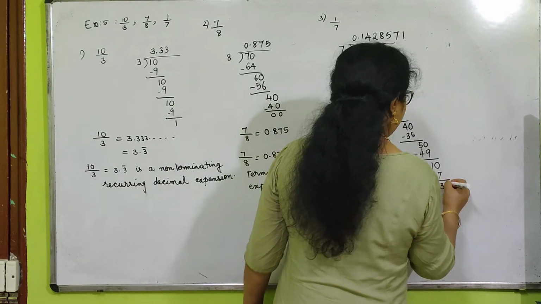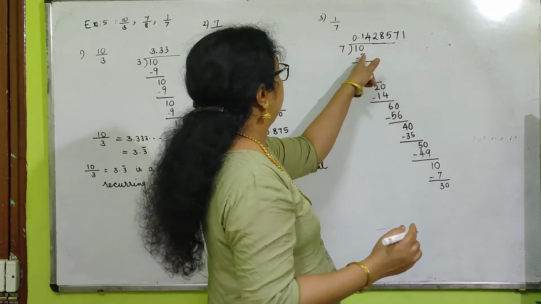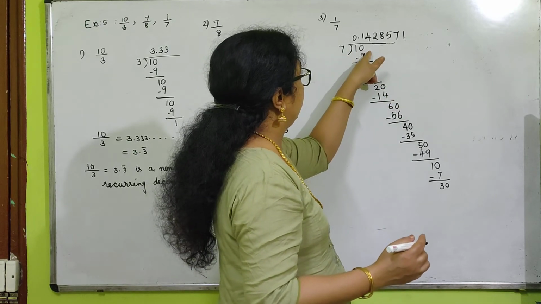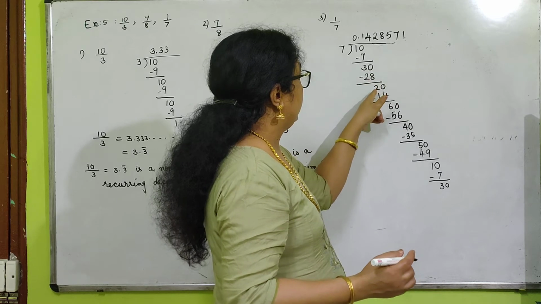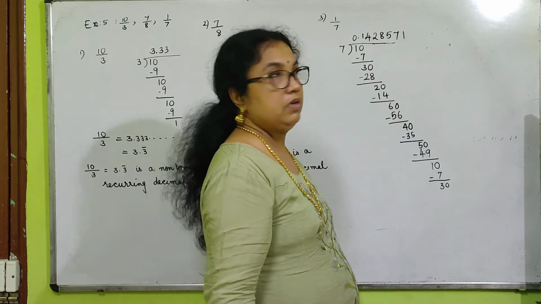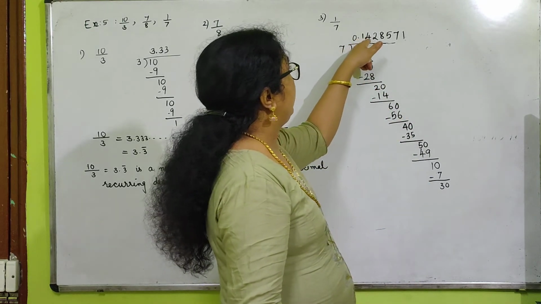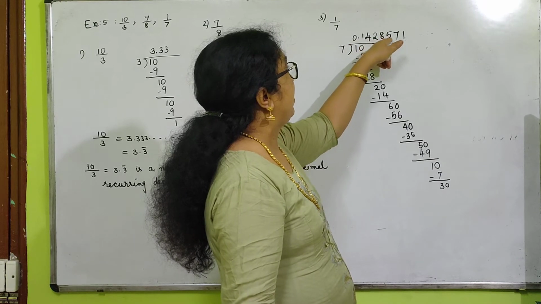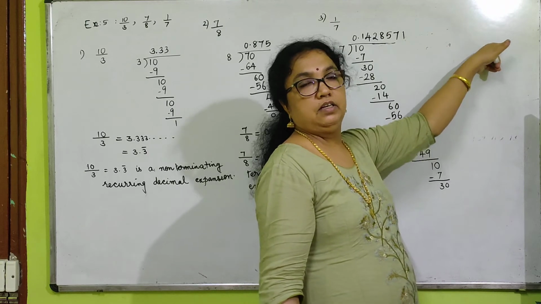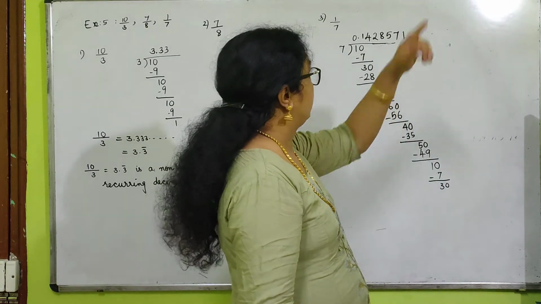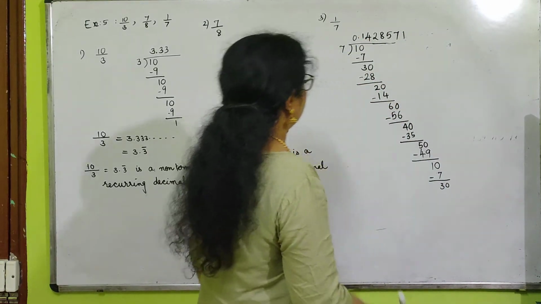Now look, after getting 1, the same numbers will repeat. Here 10, then 3, 30, the same way. After that you will get 20, and the remainders will come like this. So we get 0.142857, after which the digits are repeating, recurring. So there is no need of showing that. So how will we write this one?